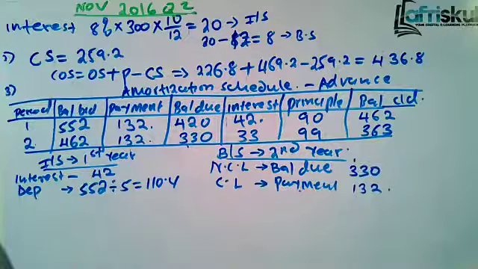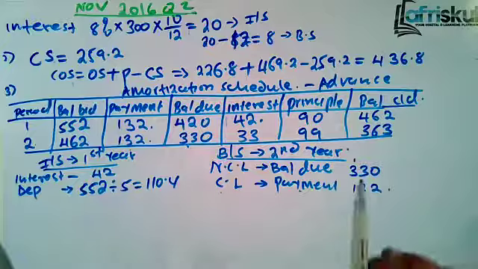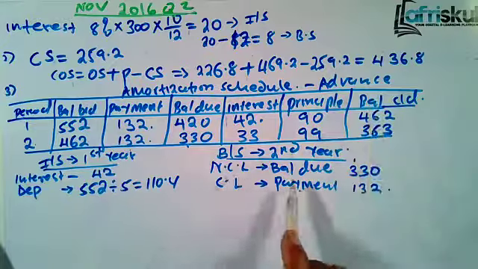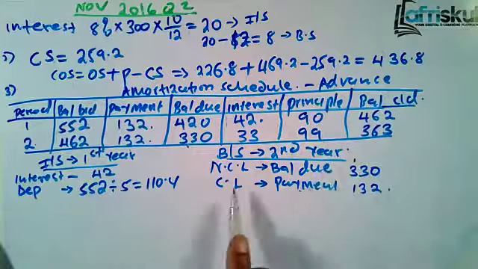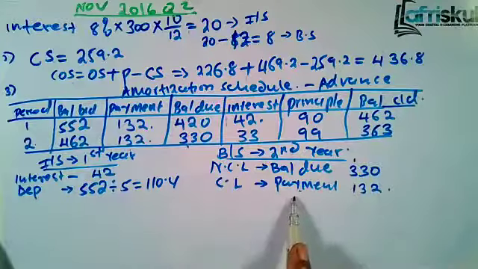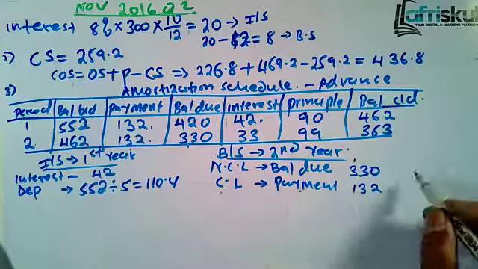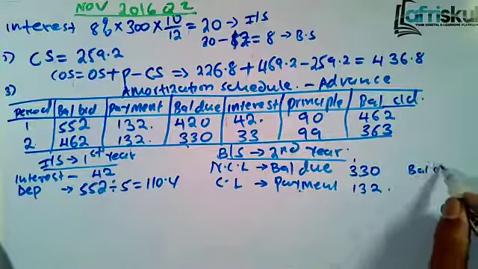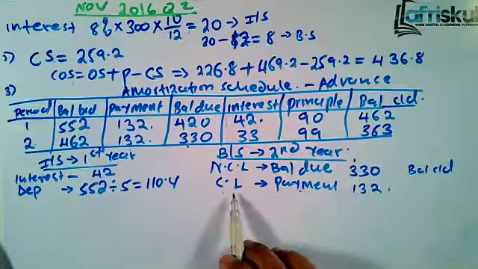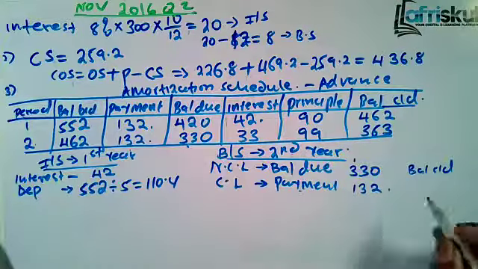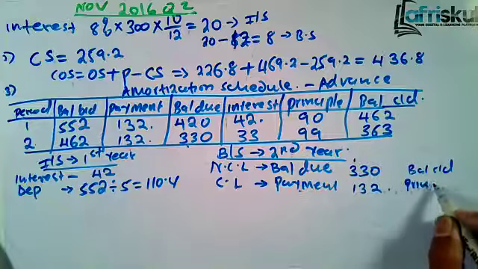I want to insist on something. If you are paying in advance, to the non-current liability, you take the balance due. To the current liability, you take the payment. If it was payable in arrears at the end, to the non-current liability, we usually take the balance carried down. And for the current liability, we usually take the principal.